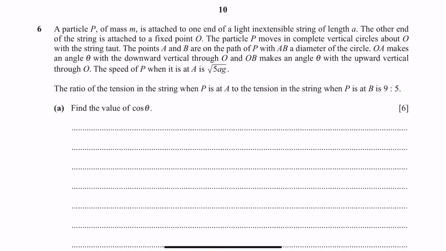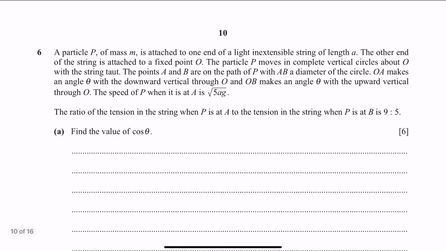Question 6. A particle P of mass m is attached to one end of a light inextensible string of length a. The other end of the string is attached to a fixed point O. P moves in a complete vertical circle about O with the string taut. The points A and B are on the path of P, with AB a diameter of the circle. OA makes an angle theta with the downward vertical through O, and OB makes an angle theta with the upward vertical through O. The speed of P when it is at A is root 5ag.